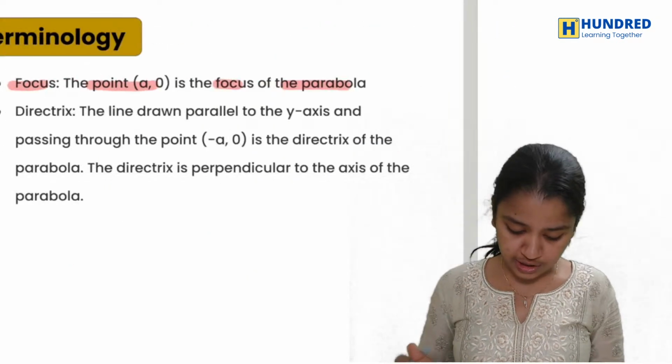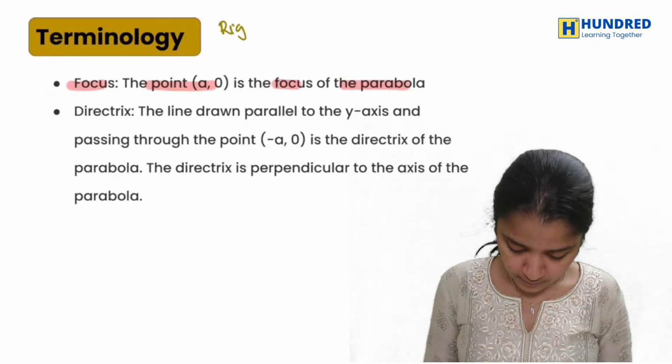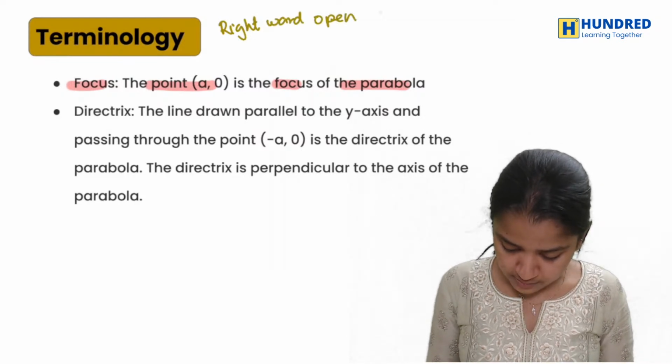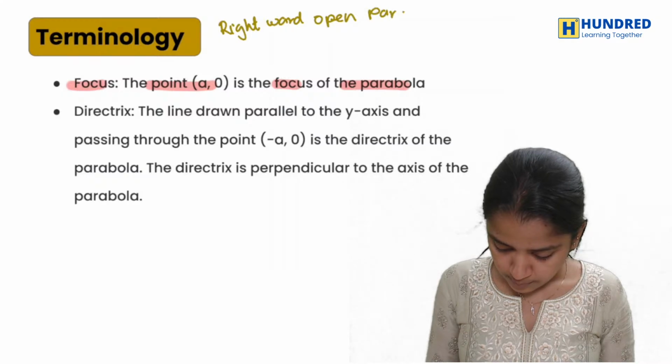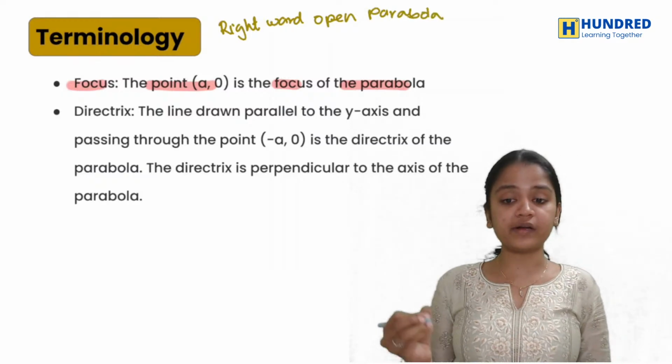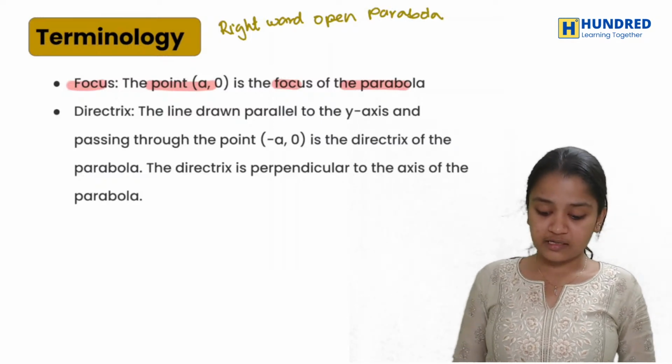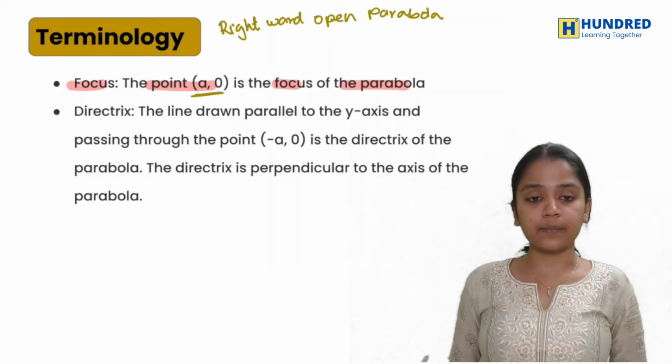So here in general I'm talking about a rightward open parabola, a parabola which is opened rightwards. For that, your focus is this one, a comma 0.